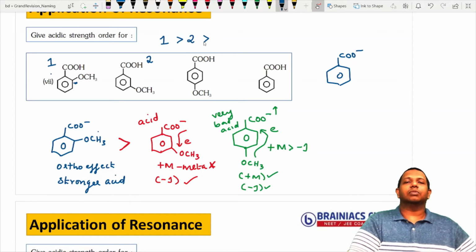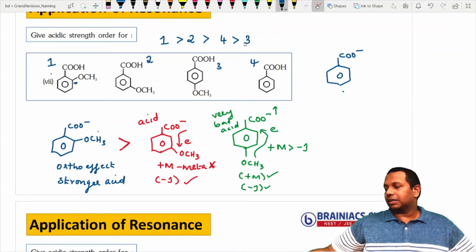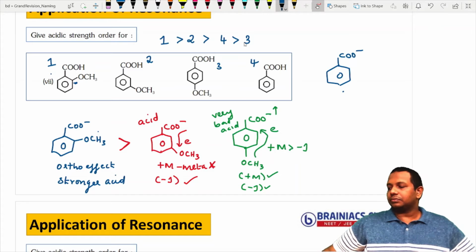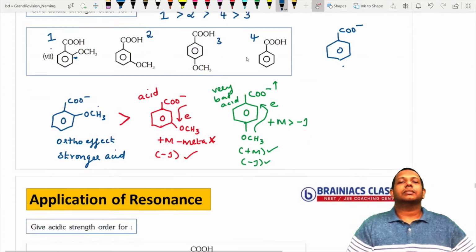Okay, then comes who? Then we know that this is making it unstable, but here nobody is making it unstable. So that's why the fourth one will come, then only the third one will come. So 1, 2, 4, 3 will be the correct answer. Are you getting it? So ortho first will come, then meta will come, then benzoic acid will come, then only the para will come. Correct?